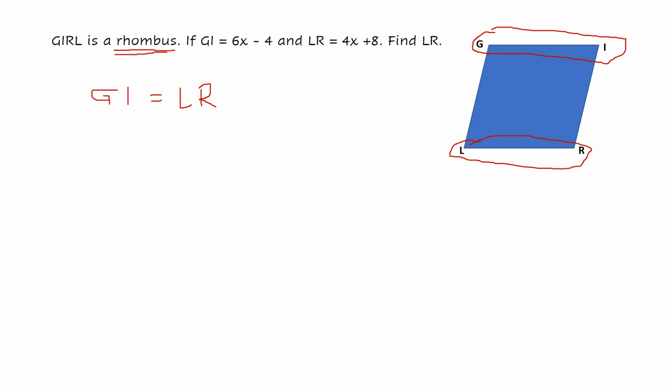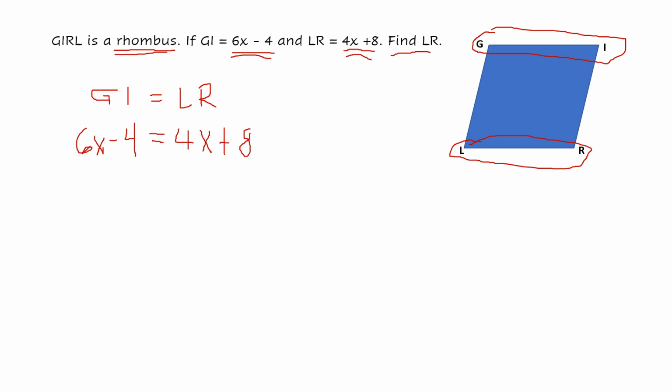Then we can substitute GI with its length, which is 6x minus 4. So substitute GI with 6x minus 4, and we substitute LR with its length, which is 4x plus 8. And from here, we are going to solve for x. And consequently, later we will find LR.